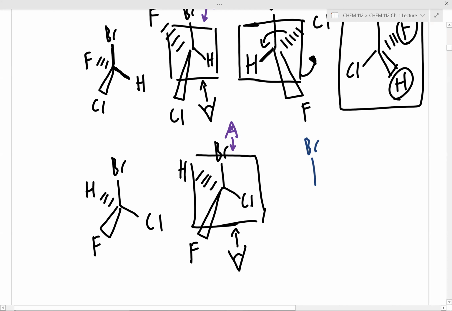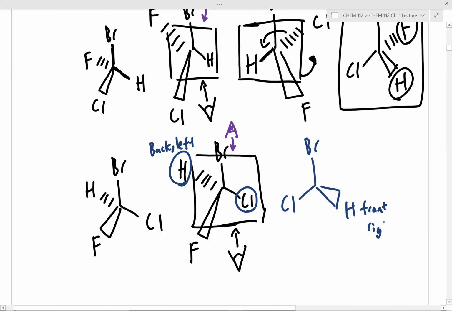Now all of our substituents that were originally on the right are now going to be on the left. So our chlorine is now on the left. Additionally, any substituents that were pointing into the plane of the page are now pointing out of the plane of the page. So this hydrogen, which was in the back left, is now in the front right position. Likewise, the fluorine that was in the front left is now in the back right.